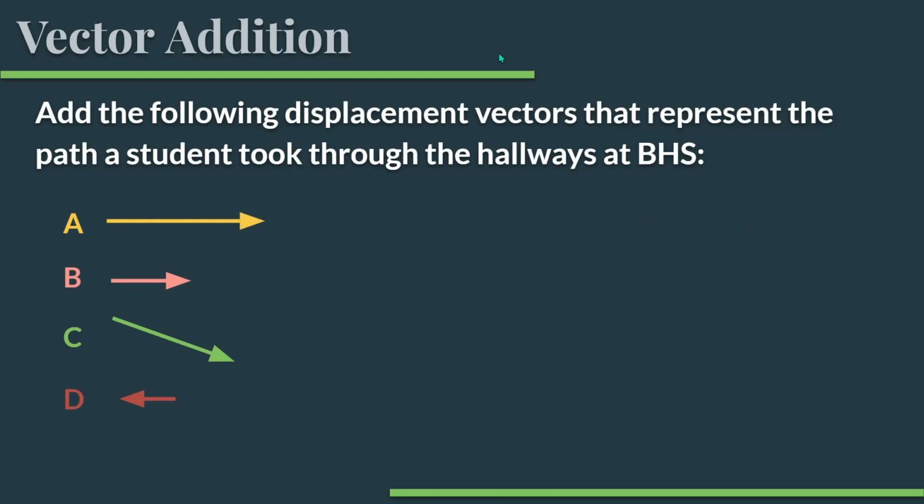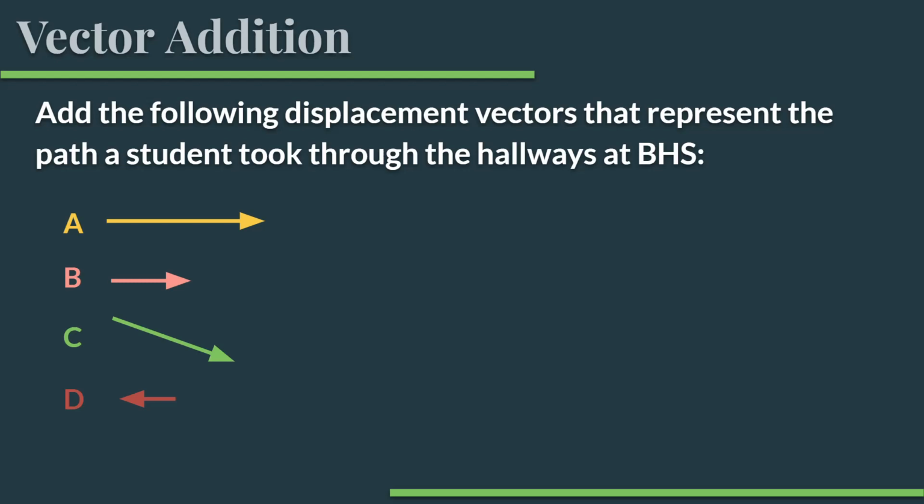All right, so here is another one. This one says, add the following displacement vectors that represent the path a student took through the hallways at BHS. And I have 4 vectors here, A, B, C, and D, and we're going to add them together. This will be easier with some grid paper. We don't have that on my screen, so we're just going to add them.